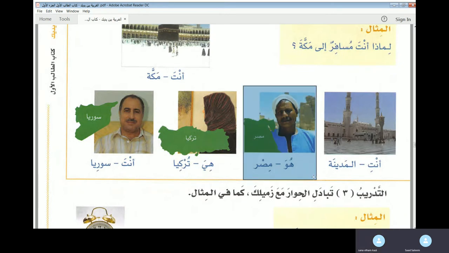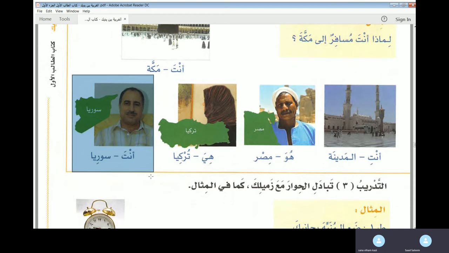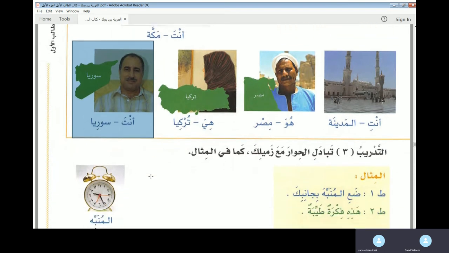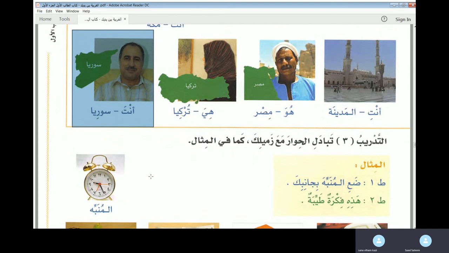لماذا هو مسافر إلى مصر؟ لماذا هي مسافرة إلى تركيا؟ Why is she going to Turkey? لماذا أنت مسافر إلى سوريا؟ Why are you going to Syria?